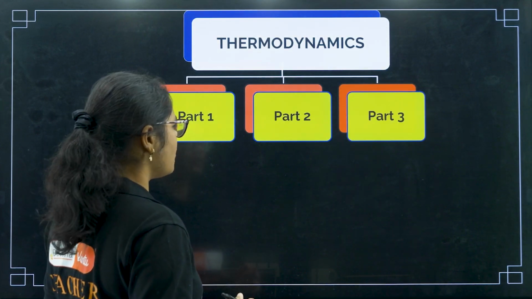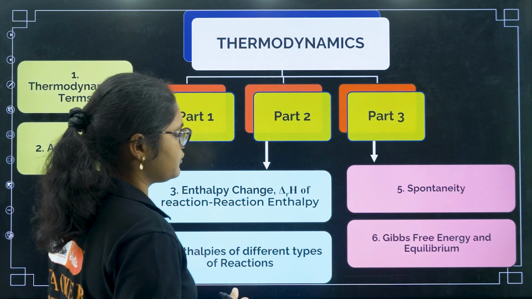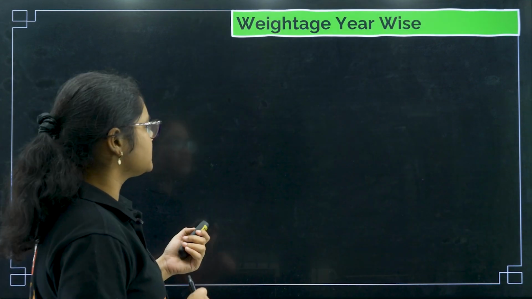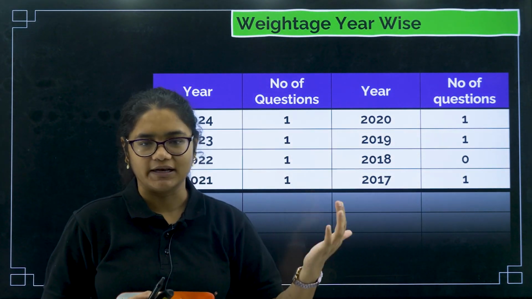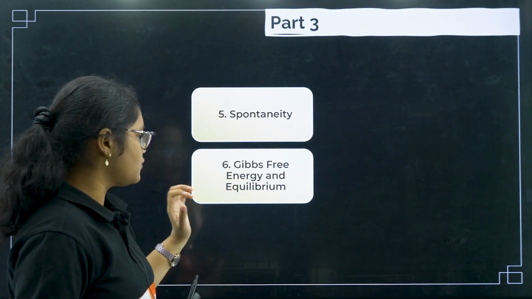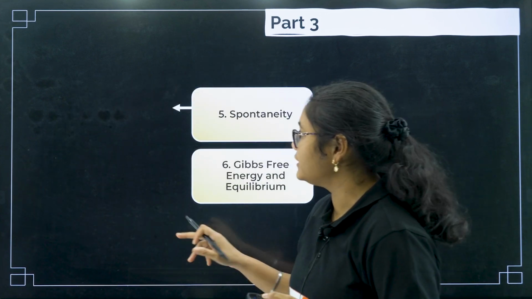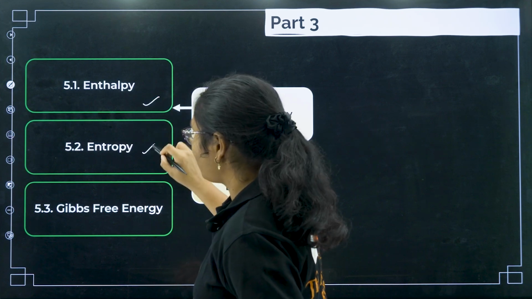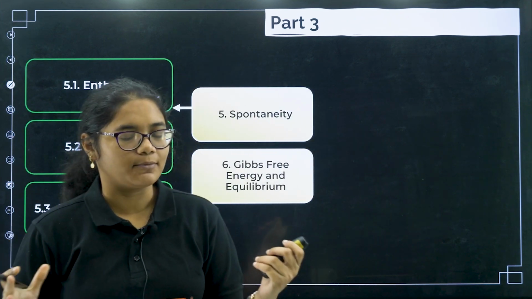So already we have discussed this, part 1 is over, part 2 is over, and in part 3 we are going to do spontaneity and Gibbs free energy and equilibrium. This is going to be a very important topic. Weightage of this chapter is like one question in KCET you can expect from the last previous year analysis. In spontaneity we will be talking about enthalpy, entropy and Gibbs free energy. And in Gibbs free energy and equilibrium we will be talking about the equation.